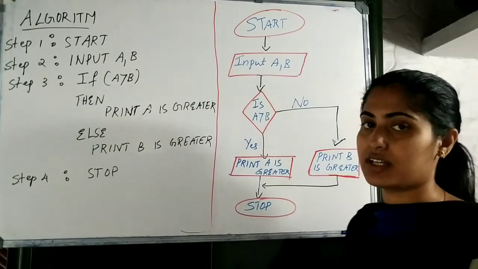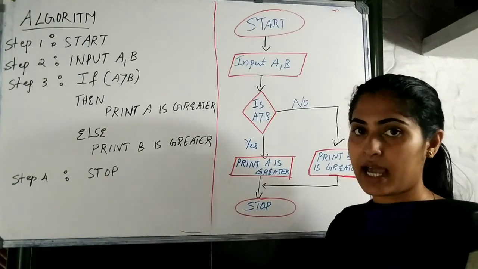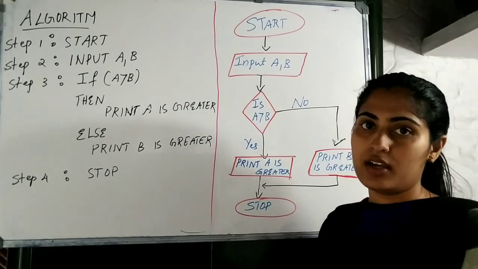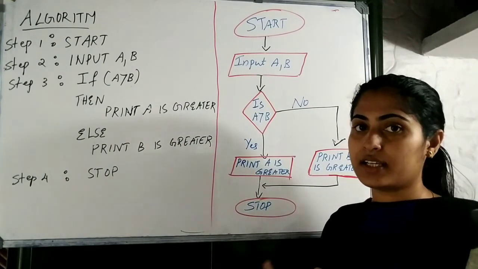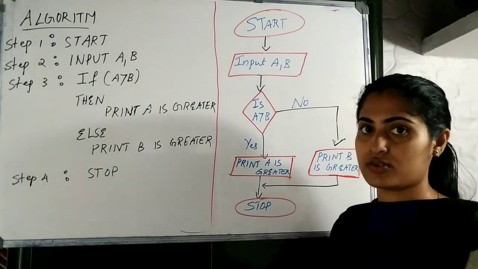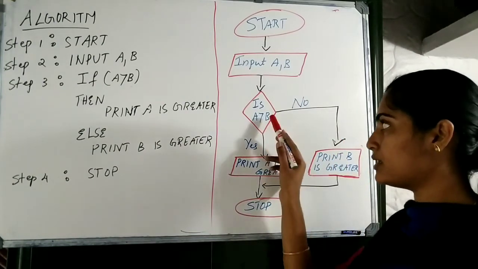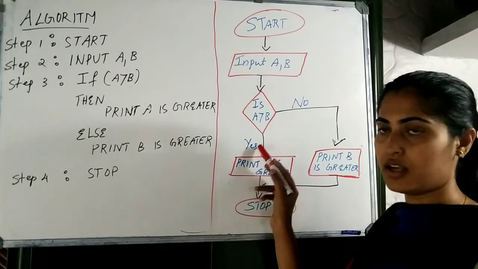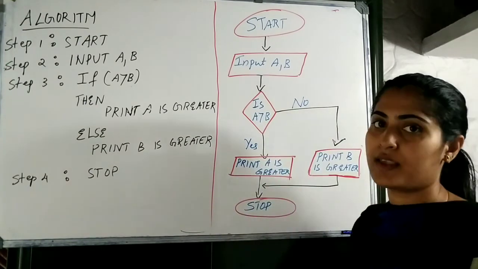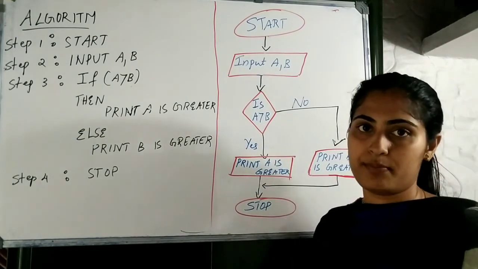Then my condition comes. For decision making we use a diamond shape. Since here we are checking a condition, and the condition can be either true or false, my flowchart is being divided into two parts. Either the condition can be true, that is yes, otherwise the condition can be false, that is no. So two arrows are being drawn from this diamond shape.